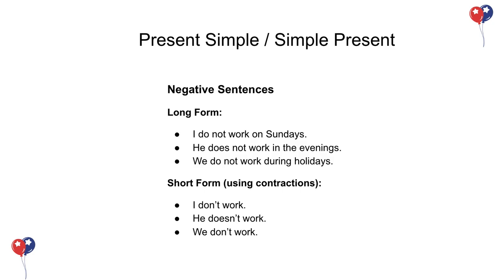When we talk about negative sentences, we also consider the long form and the short form. And this is very important because you can use do or does according to the subject, according to the pronoun, and then you add not. So it will be, I do not work on Sundays. He does not work in the evenings. We do not work during holidays. Then the short form will be using contractions, of course. I don't work. He doesn't work.